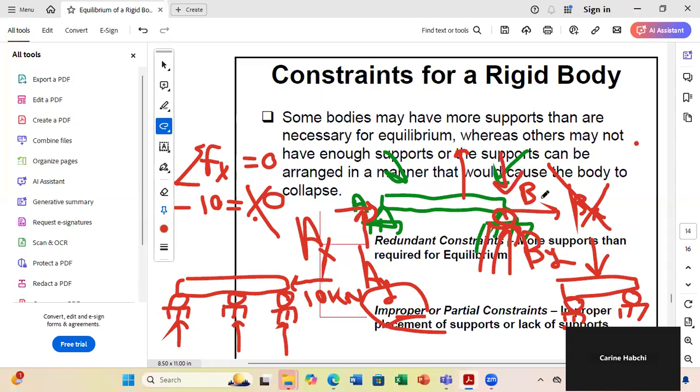And if you solve and you get By negative, it's impossible. The roller can only develop a reaction upward. It cannot develop a reaction that is downward. So if you have a roller and you get a negative force, you say it's impossible.